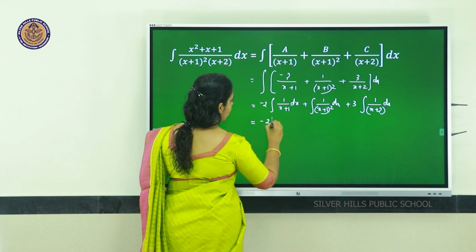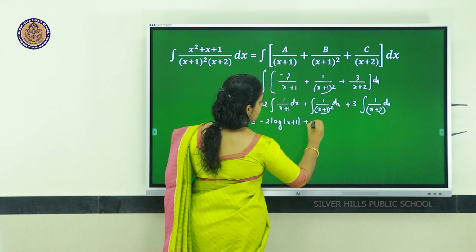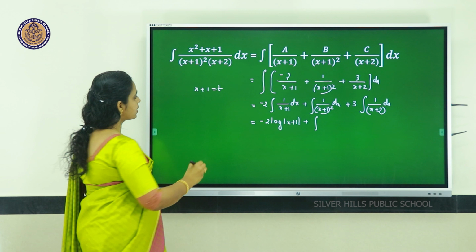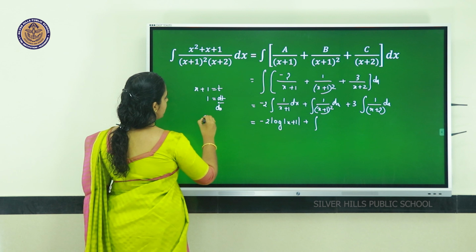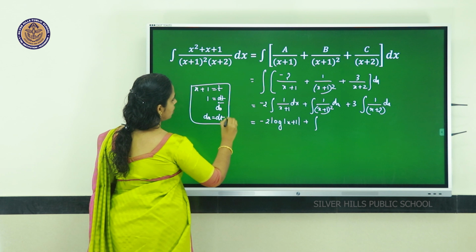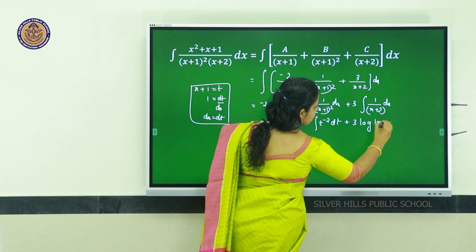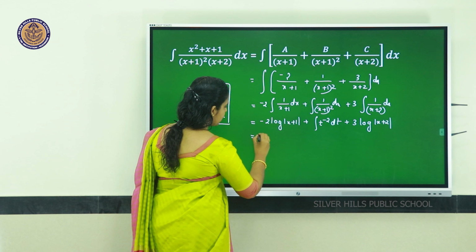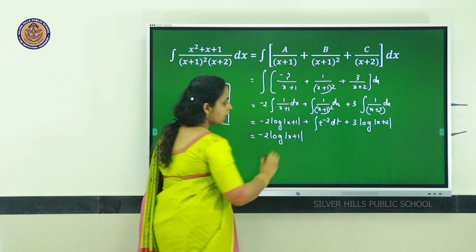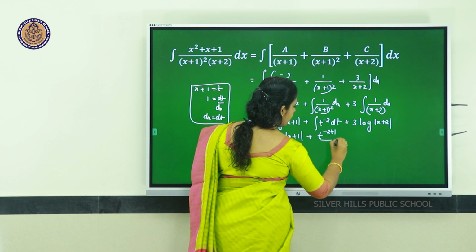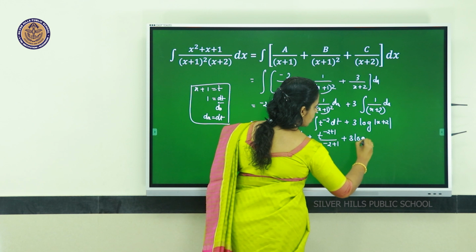Plus integral, let us give x plus 1 equal to t. Differentiating with respect to x, 1 equal to dt by dx, so dx is equal to dt. Integral t raised to minus 2 dt plus 3 logarithm of x plus 2. Next line, minus 2 log x plus 1, integral of t raised to minus 2 means t raised to minus 2 plus 1 by minus 2 plus 1, plus 3 log x plus 2.